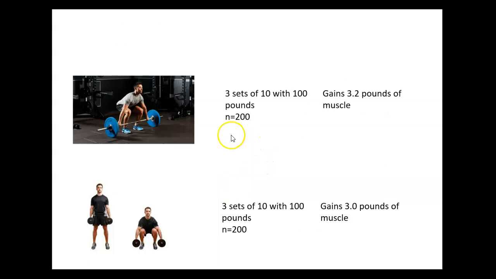So your two groups, you have 200 people in both groups, and they both do 3 sets of 10 with 100 pounds. And your first group gains 3.2 pounds of muscle, and your second group gains 3 pounds of muscle. So you look at that, and without necessarily looking at a p-value, you might think the barbell group gained more muscle, and you might say the barbell group is the best group, and you want to go out and tell people that they should be training with barbells because that leads to greater muscle growth.